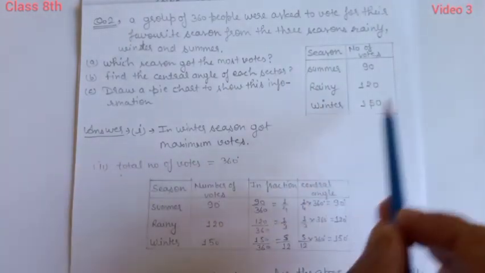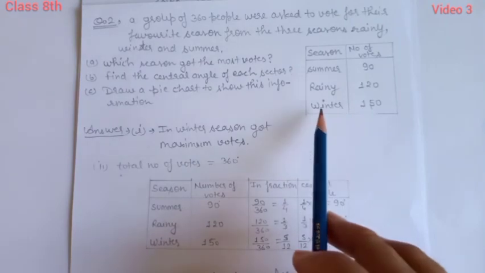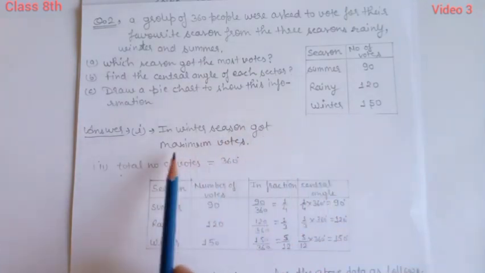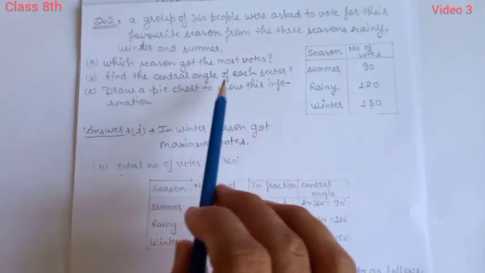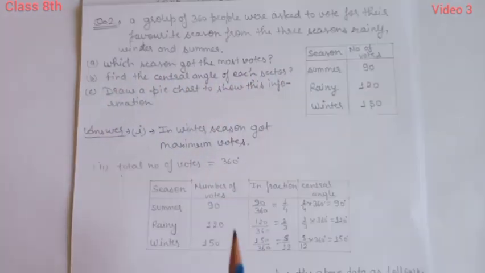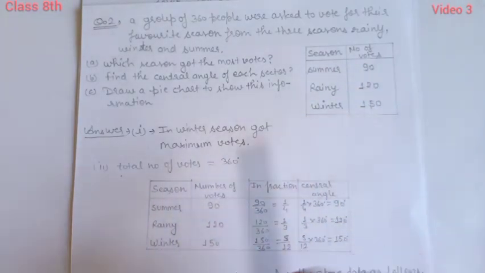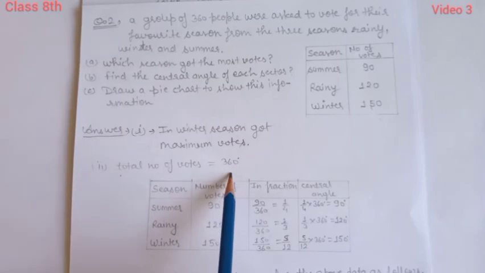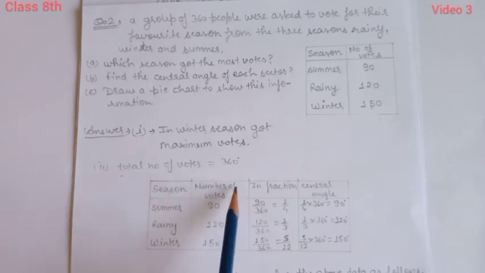By observing this table you are able to answer the first one, which season got the most votes. It is winter. So the winter season got the maximum votes. Similarly, students, part 2, find the central angle for each sector. To solve this, first we'll add all these. The sum of these is 360, so the total number of votes is 360. Now make a table in the same manner with seasons summer, rainy and winter, and number of votes: summer 90, rainy 120, winter 150.